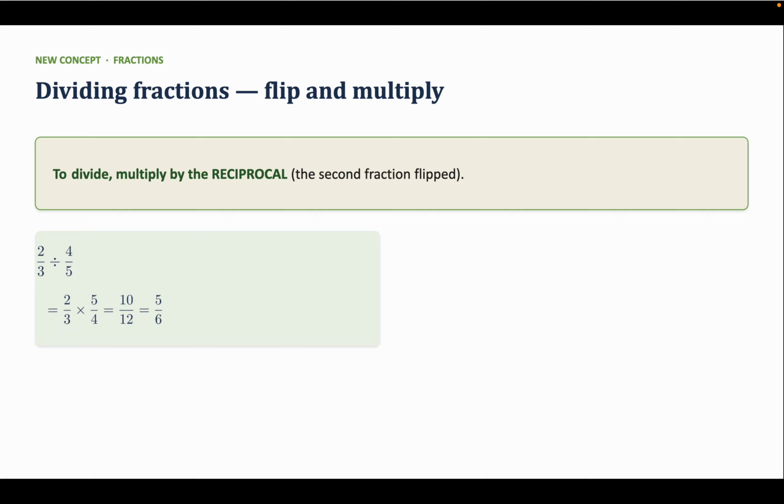What we want to do is change that to multiplication and flip the second fraction. So it becomes 2/3 times 5/4. And then we multiply like we just learned. So we get 10/12 here, and that reduces to 5/6.